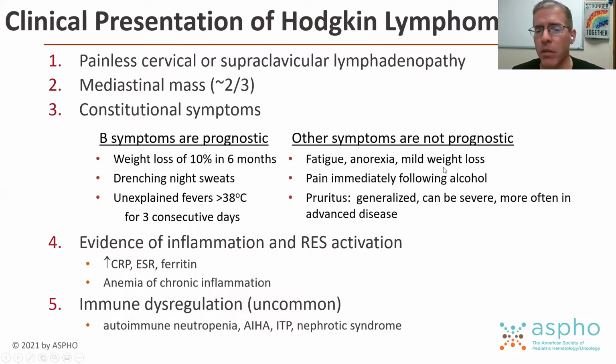The fever, the anorexia, the mild weight loss, and my favorite, which is pain immediately following alcohol ingestion, which I cannot explain the mechanism of. And then you can also have pruritus, which is generalized, severe, and more often in advanced disease. I've had patients who've presented with severe pruritus, and the dermatologist immediately said, this is not eczema, this is lymphoma, and sent them to us. So kudos to them. You can also have evidence of inflammation or reticuloendothelial system activation. So high CRP, high sed rate, high ferritin, anemia of chronic inflammation. And then, like I mentioned previously, autoimmune cytopenias, which are uncommon, but do go away with treatment of the underlying disease.